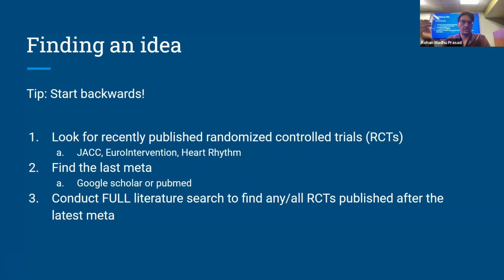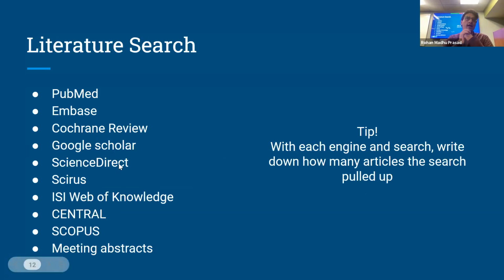After you find the latest meta-analysis, you're going to conduct a full literature search through all databases you can find. And the top ones I'll show you next are like PubMed. Yeah, so PubMed, Embase, Cochrane, and then you can go into Google Scholar if you want, Science Direct. These are less used ones that you can use, but Web of Knowledge, Central, Scopus.